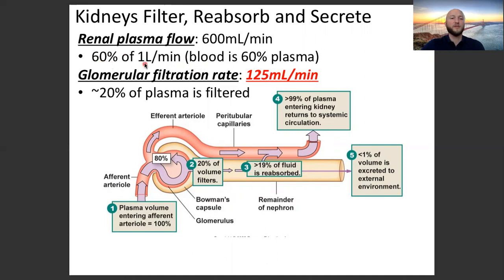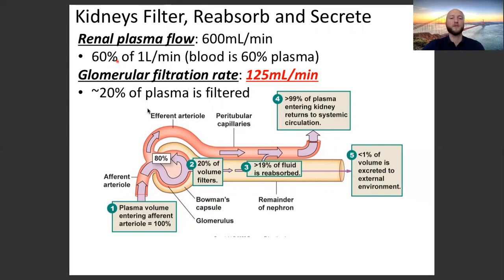So 1 liter of blood flows to your kidneys per minute. About 60% of the blood that flows to your kidneys is plasma. About 40% are the formed elements. So about 600 milliliters of plasma flows to your kidneys every minute.